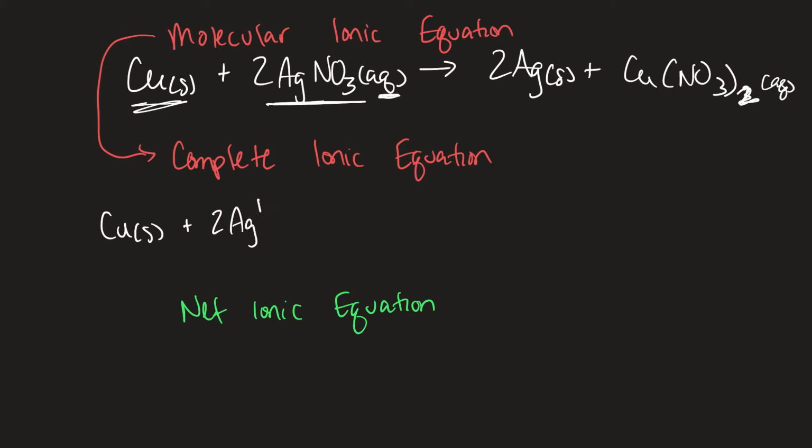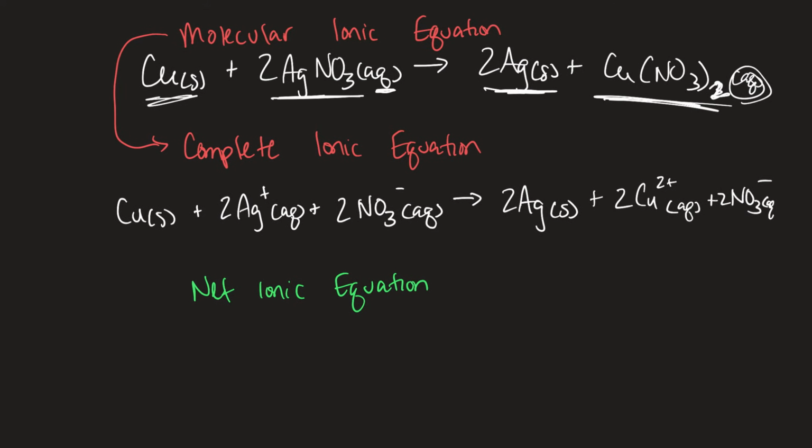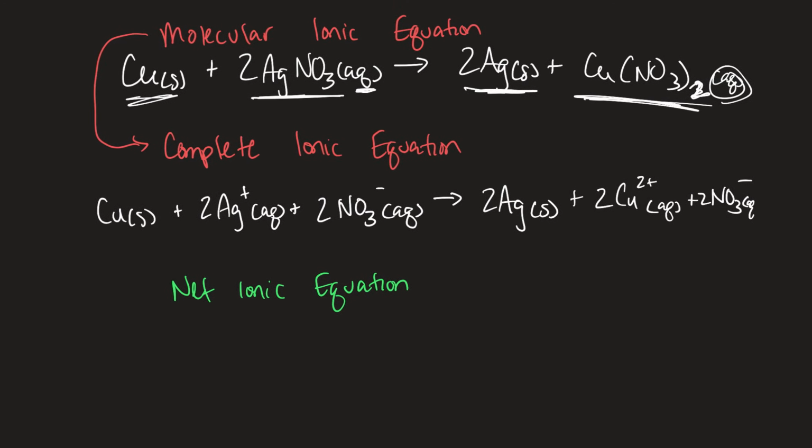So you have Ag+ aqueous, and then you have two nitrate ions, aqueous, yields the two silver solid, which we leave as is. Then we have this copper nitrate solution, so we're going to break this up. This is a copper(II) salt, copper(II) nitrate, so it's going to have a +2 charge, aqueous, plus the two nitrate ions, aqueous as well. So this is our complete ionic equation.